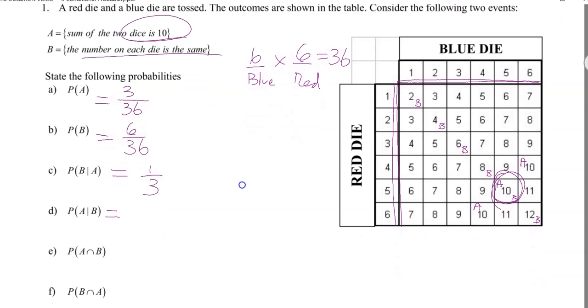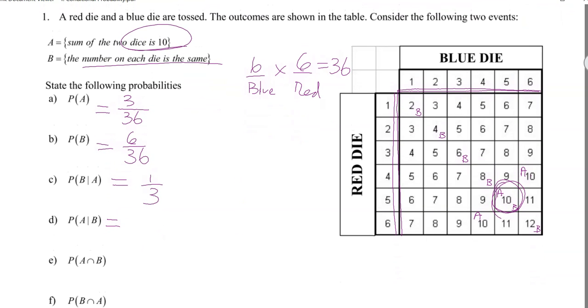Okay, the probability of A given B, given that we have doubles, which is 1, 2, 3, 4, 5, 6, the number of ways. So given that the number is the same, the probability that we have a 10 is 1 out of 6. Right? So there are 6 outcomes where we have doubles. One of those 6 outcomes is that we have a sum of 10.